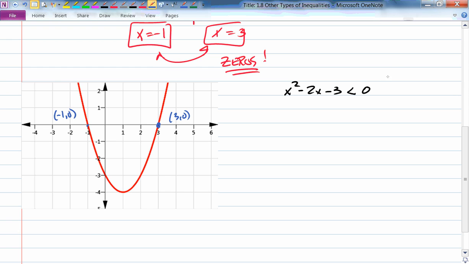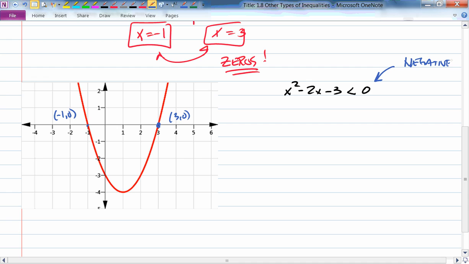What is another way that we describe numbers that are less than 0? There's a word for them. They're negative. Very good. Okay? So I'm looking for an interval in which the outputs of my quadratic will be negative. Does anybody see an interval where the outputs are going to be negative? Just from looking at the graph.